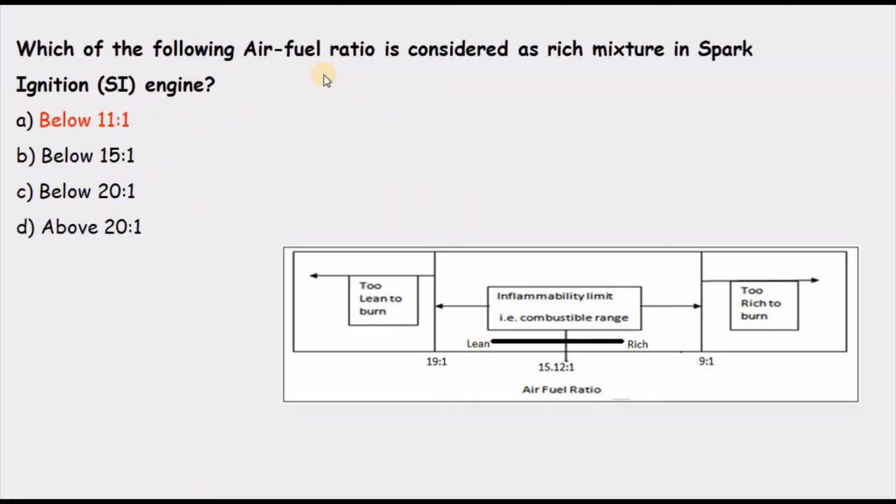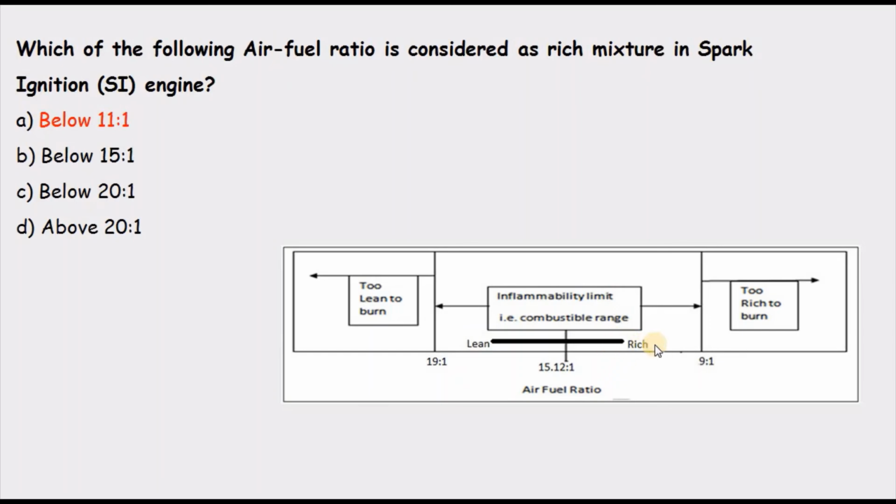Now, which of the following air fuel ratio is considered as a rich mixture in spark ignition engine? So stoichiometric air fuel ratio is 15.12:1. That means 15.12 proportions of air per proportion of fuel. So this is your stoichiometric. And on this side, as we go, we are talking of rich and lean. Now here we talk of rich or lean on the basis of the amount of fuel. So either it is rich in fuel or lean in terms of fuel. So if you are saying rich in fuel, it means fuel is more than stoichiometric. In other words, air is less.